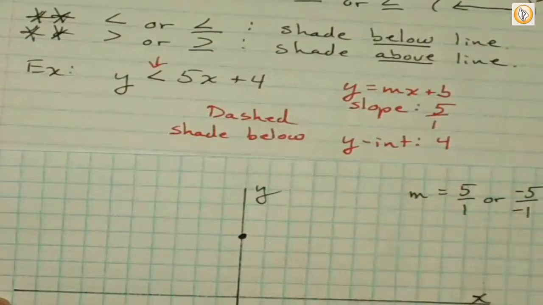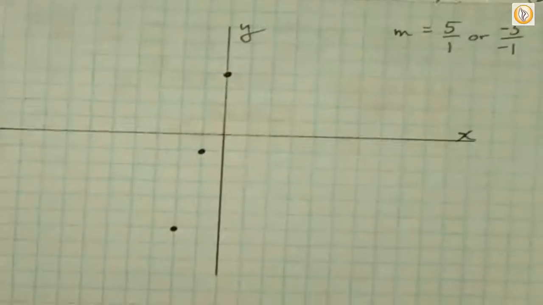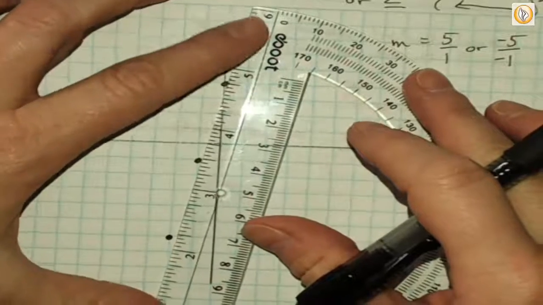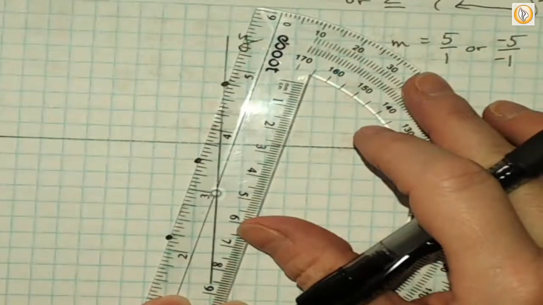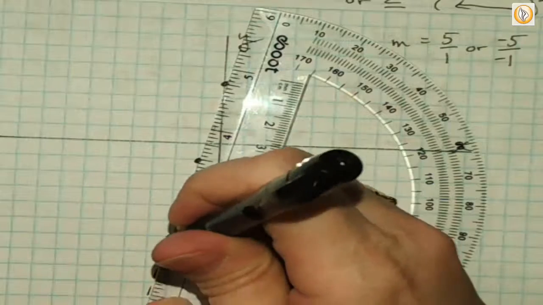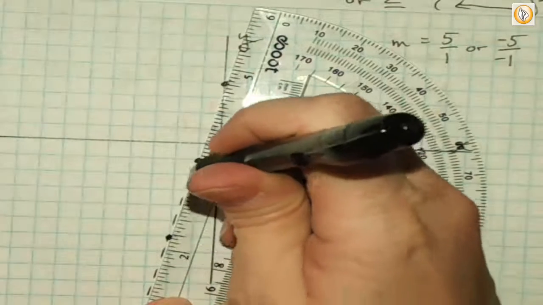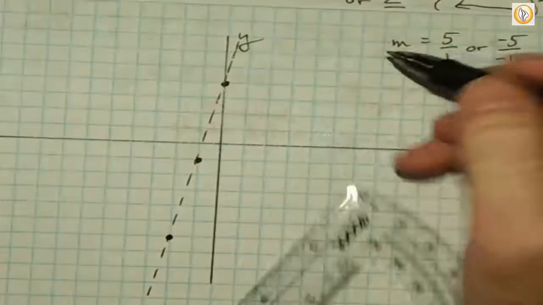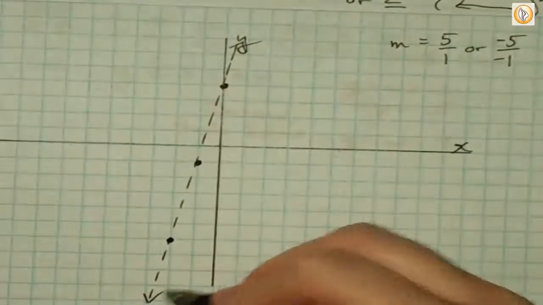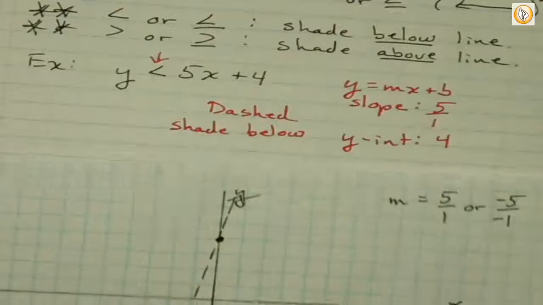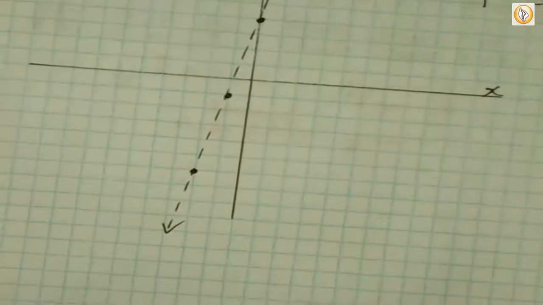I know it's a dashed line. It's easy if you have an eraser: you just draw a line and then erase it. I even mess up when I'm doing this. It's a dashed line. So if you have a pencil, you definitely want to use it because you may actually mess up. Okay, so there's my dashed line, and it says shade below the line.